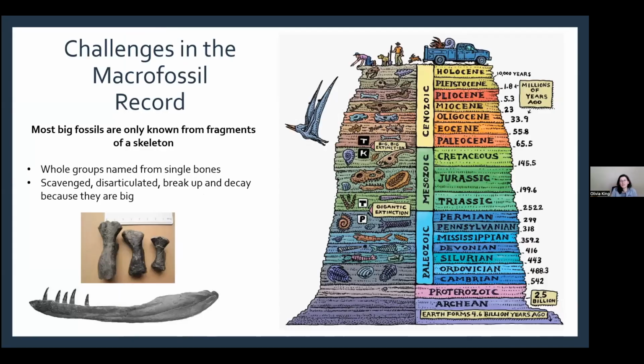So when we think about that, what are the challenges in the macrofossil record? Well, they're often big, and fragments of skeletons. We have whole groups named from single bones. From a distribution point of view, they're scavenged, disarticulated, broken up, and they decay. We also have big gaps between these different evolutions, or between macrofossils.